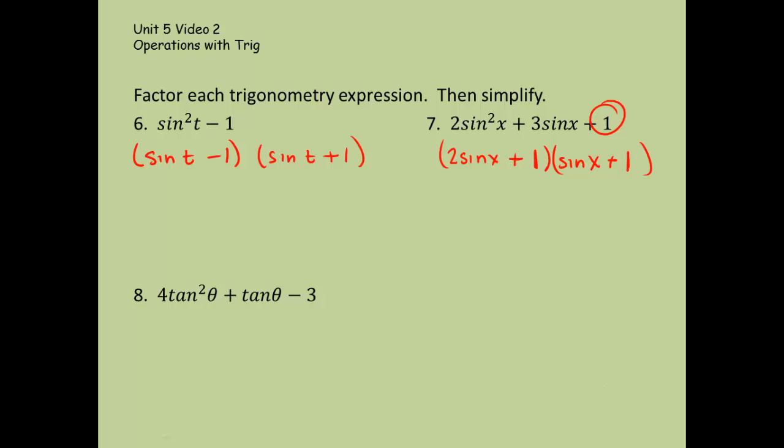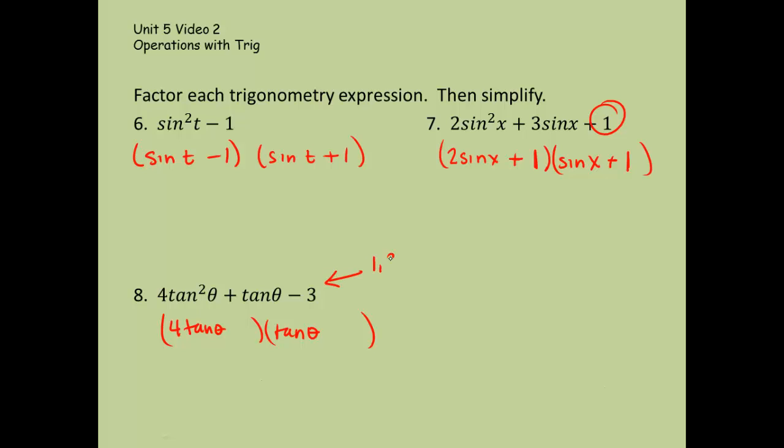So let's take a look at number 8. I have a few options that can go in for a 4. I can have 4 times 1, and I can have 2 times 2. But I'm going to go with my instincts here, and that says let's just keep it 4 tangent of theta and tangent of theta. If that doesn't work, I can always go back and change it and make it 2 tan and 2 tan.